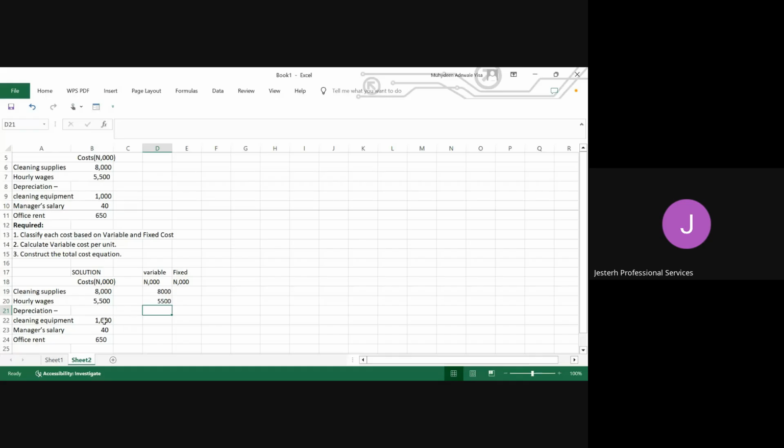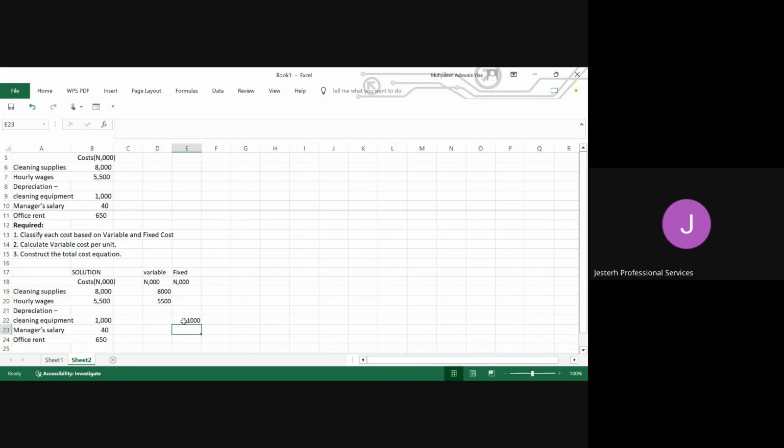Maybe when we get to where we can discuss it better, the depreciation, where we are using the straight-line method and the reducing balance method. So in this aspect, this 1,000 is fixed costs.